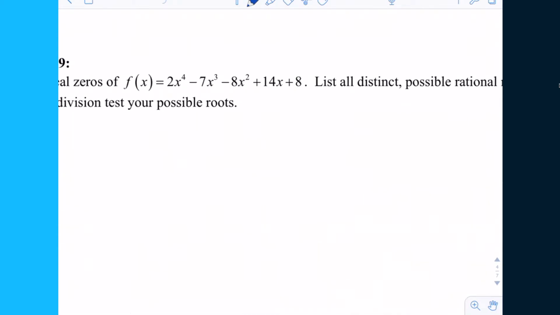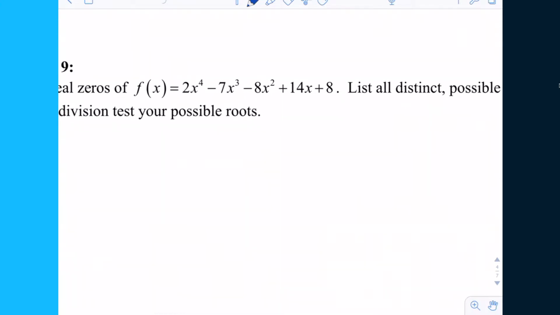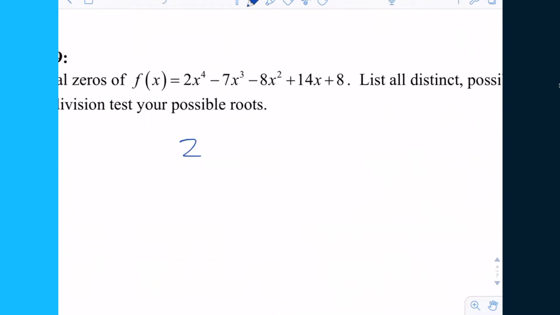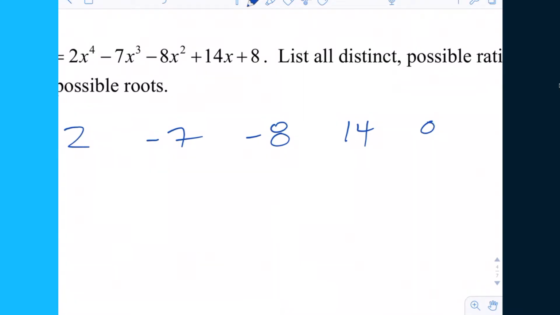Okay, so if this is a fourth degree polynomial, we need to find at least two roots in order to get it down to a quadratic. Once we get it to a quadratic, we can solve it, quadratic formula, factor it, whatever. And we listed all the possible rational roots yesterday, and I'm not going to list those again because the video is already posted for 9A. But we did do the synthetic division process, 2, -7, -8, 14, and 8.